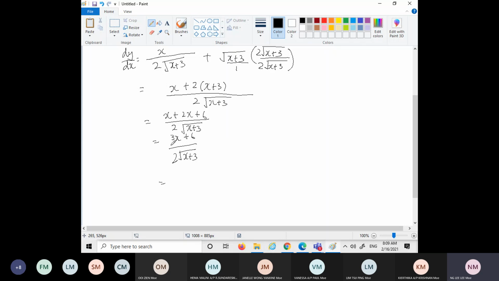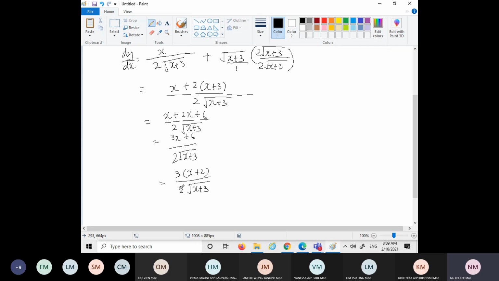Last step here, you can factor out 3. So left x, left 2, here is 2, square root of x plus 3. So it is the same as in your textbook already.